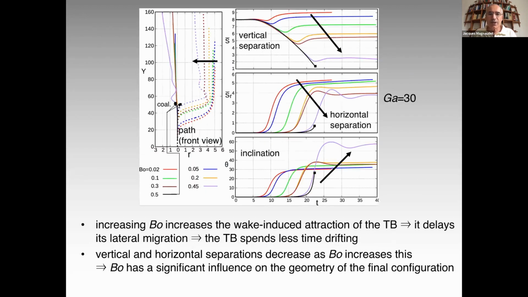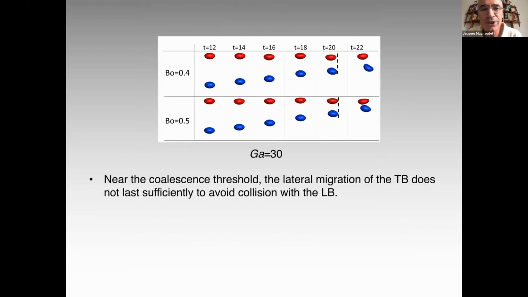Okay, so I will skip probably that one and show you just what happens when the Bond number increases and comes close to the threshold in this case. So you see that for a Bond number of 0.4, the two bubbles start to separate little by little, but they get very close in this case. Still, the lift force is large enough to allow the trailing bubble to escape from colliding with the leading bubble.